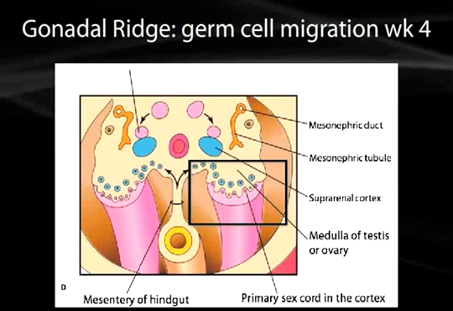If we look closer at this gonadal ridge, the germ cells have migrated in to make the primary sex cords, and then there's going to be the development of either the cortex or medulla, depending on if it's male or female. Remember, this is going to use the mesonephric duct if it's male, or this will degenerate if it's going to become a female.